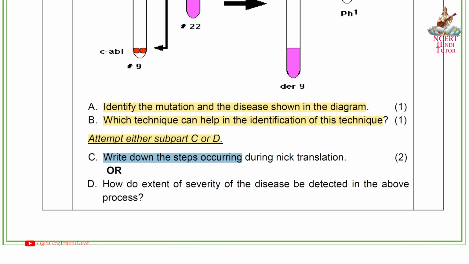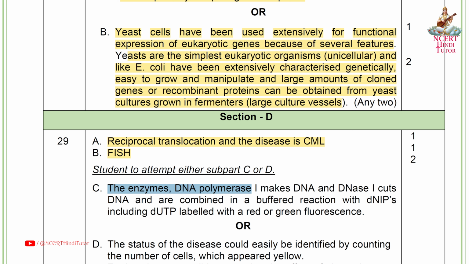Attempt either subpart C or D. C. Write down the steps occurring during nick translation. Answer. The enzymes DNA polymerase I makes DNA and DNase I cuts DNA and are combined in a buffered reaction with dNTPs including dUTP labeled with a red or green fluorescence.